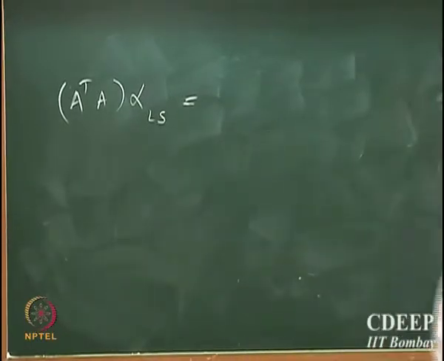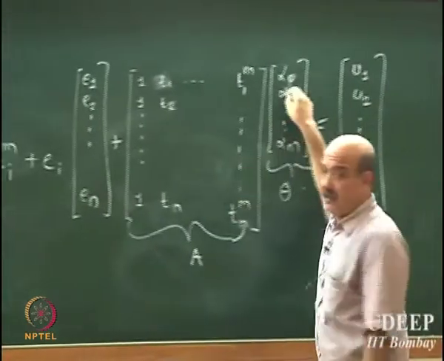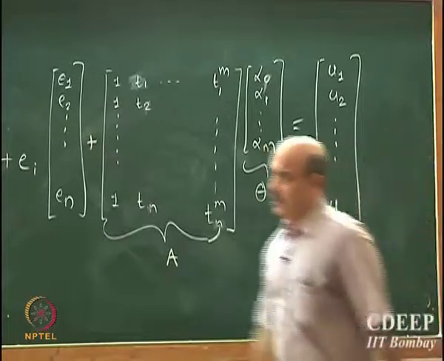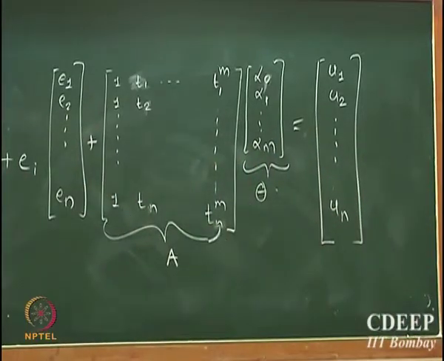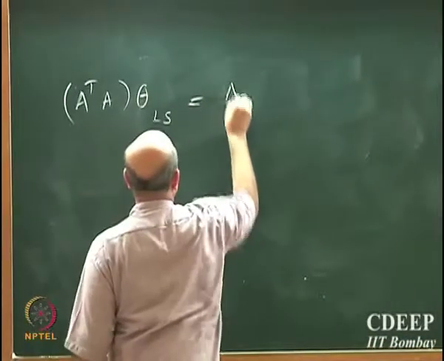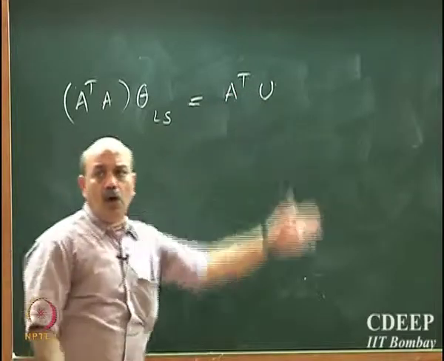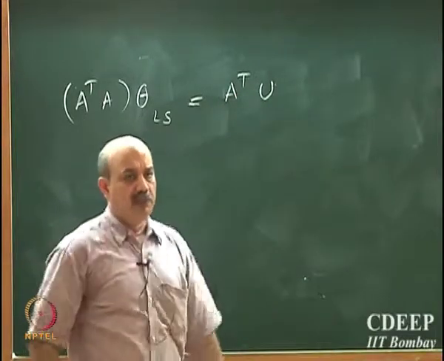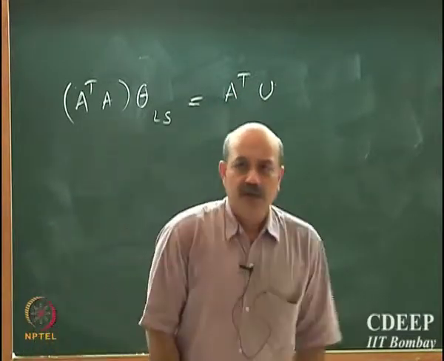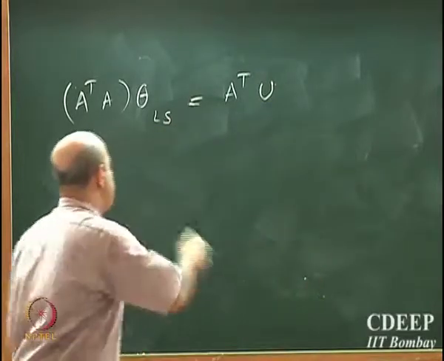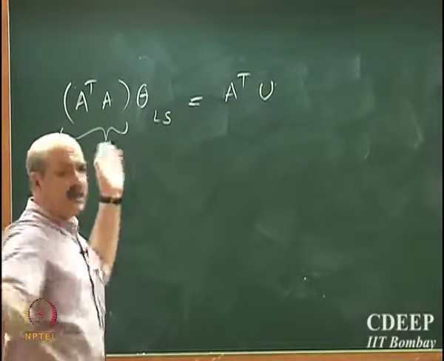I think we named this as theta earlier, so let's keep calling it theta. So theta least square is equal to A transpose u, where u is all the values of the dependent variable, which you know. Now this, as I told you, is nothing but the Hilbert matrix.